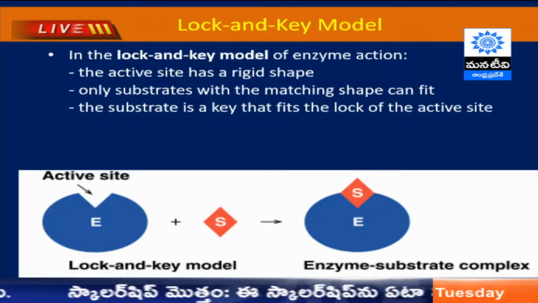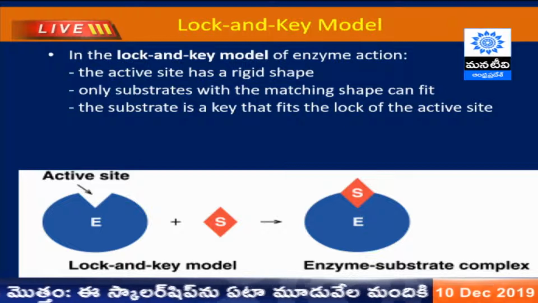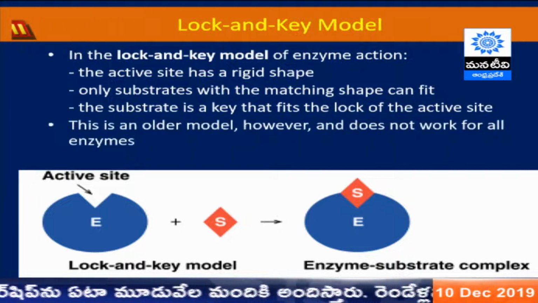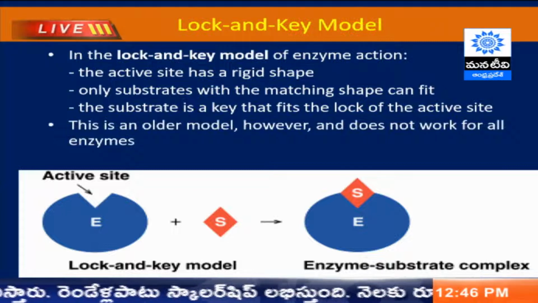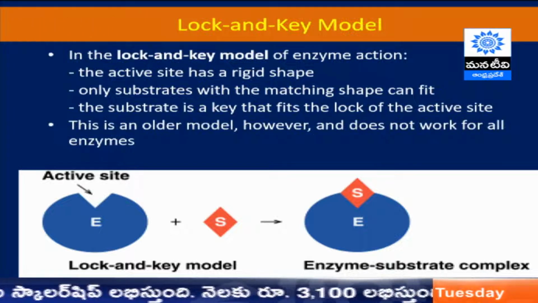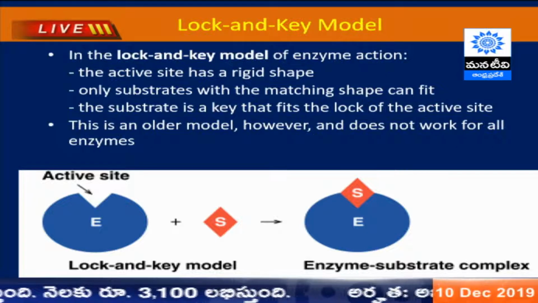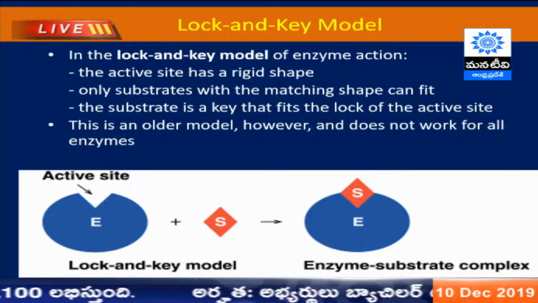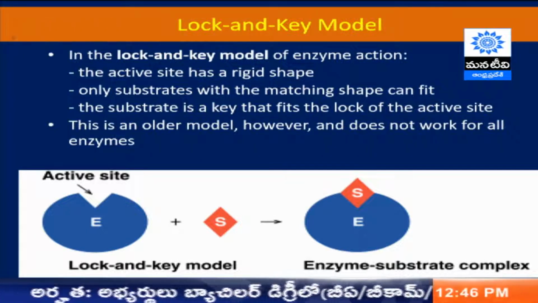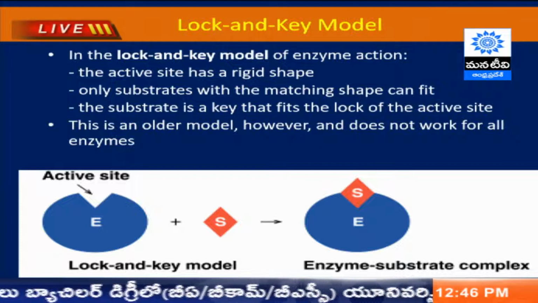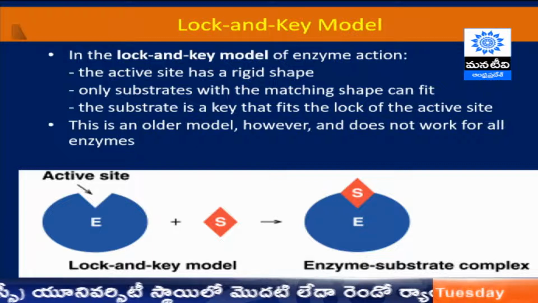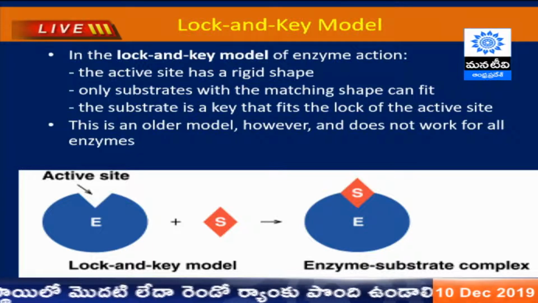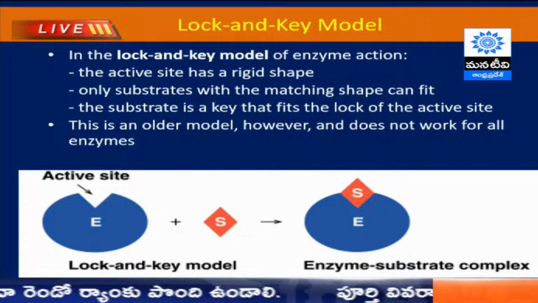So, due to the rigid structures, only the substrate is not changing its shape. So, certain active sites only fit into certain substrates. The active sites which are suitable to unique substrates only fit into the active sites. So, there must be a perfect fit between the enzyme and substrate. Without this fit, the enzyme substrate complex will not be formed.